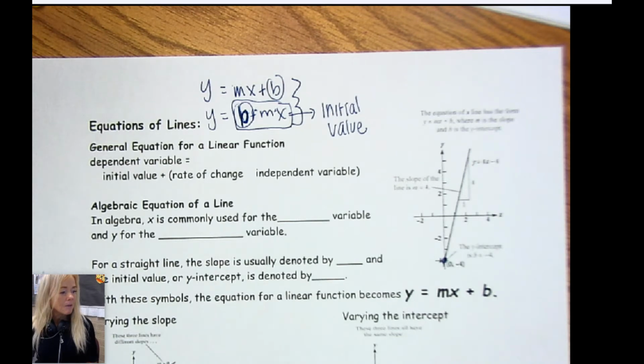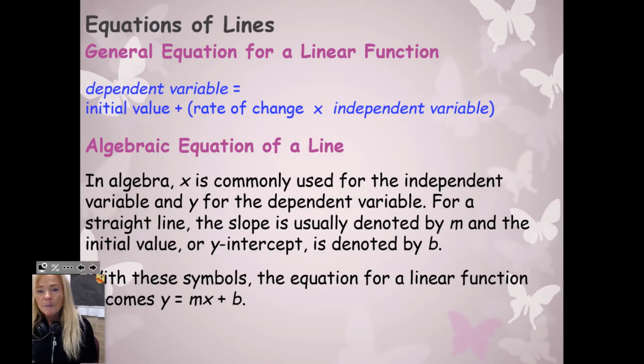And I wanted to point that out before we go any further. When you see that initial value plus the rate of change times the independent variable, that means b plus mx. M is the rate of change, x is your independent variable. And that's what we use a lot of times when we're modeling data in our real world, as long as it's linear, as long as it has a constant change.